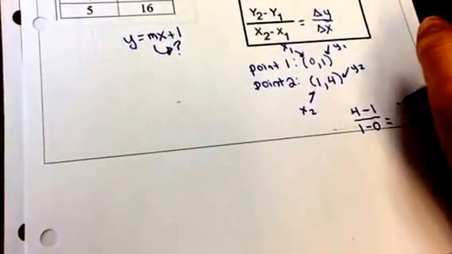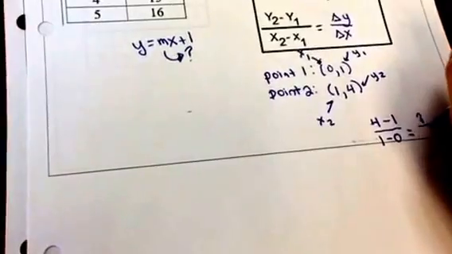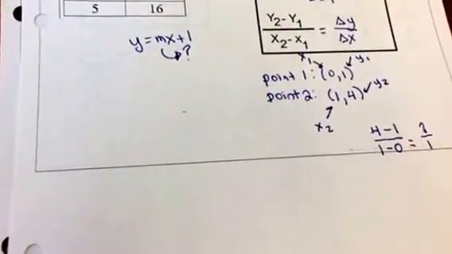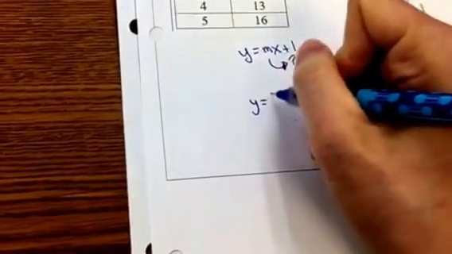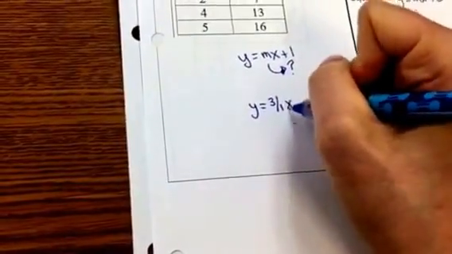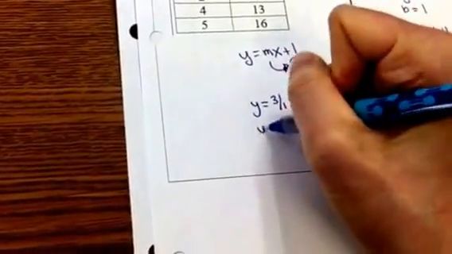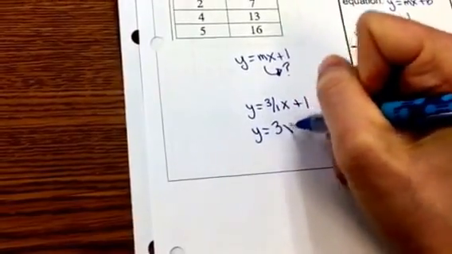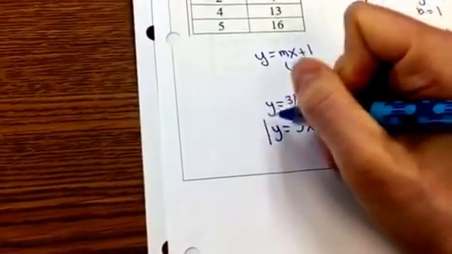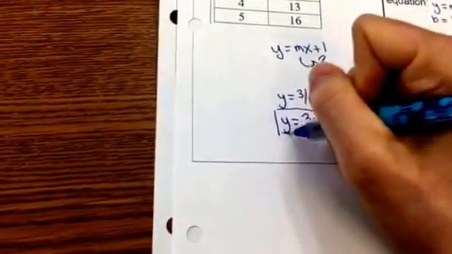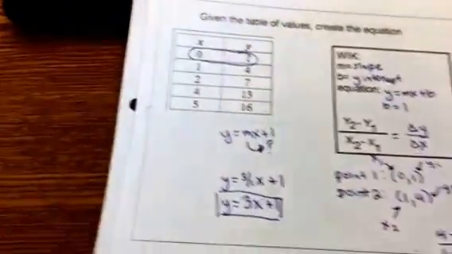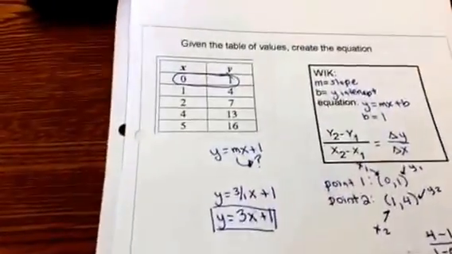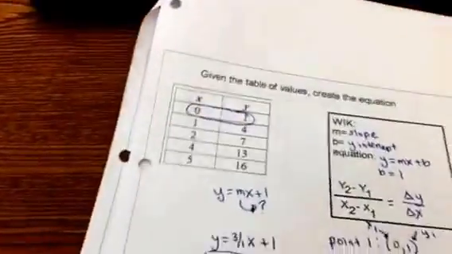So then what I have is 3 over 1. And that's all I need to do to find my value for slope. So my final equation is going to be y equals 3 over 1 x plus 1. And we know that we can simplify that in our simplest form, y equals 3x plus 1. So that's all I needed to do to find my equation for this table of values.